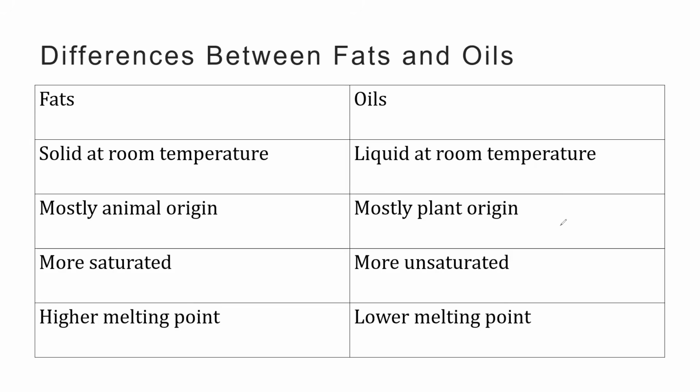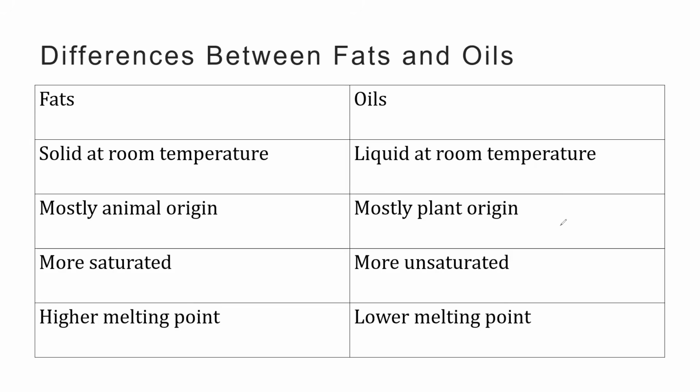Again, second difference. Fats are mostly of animal origin. Please take note of the word mostly, not all, mostly. Then oils are also mostly of plant origin. Of course, there are some oils that are from animals, and some fats that are from plants, okay? But mostly we can use their origin to classify them. Fats are mostly of animal origin, while oils are mostly of plant origin.